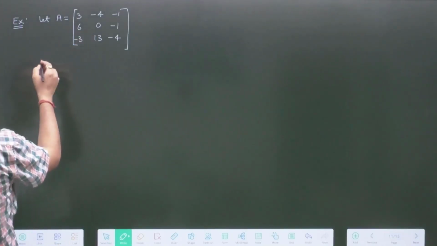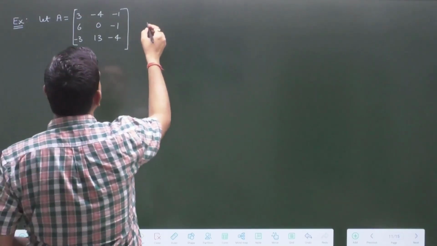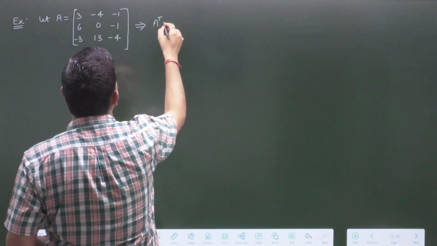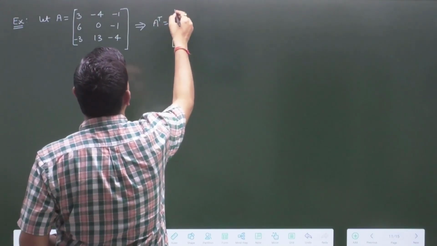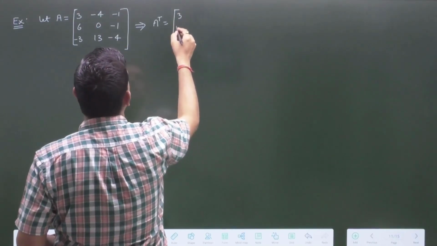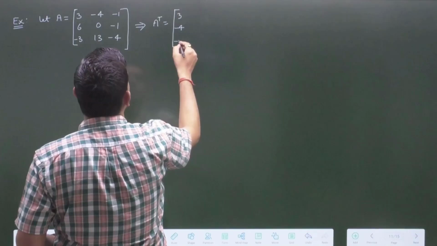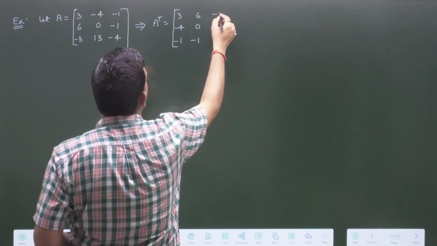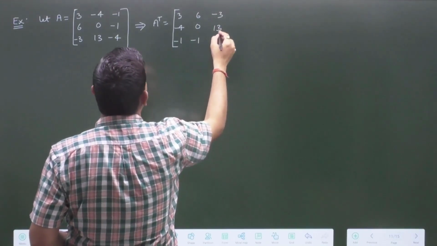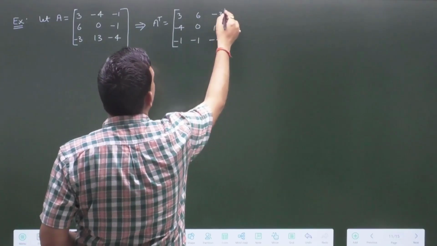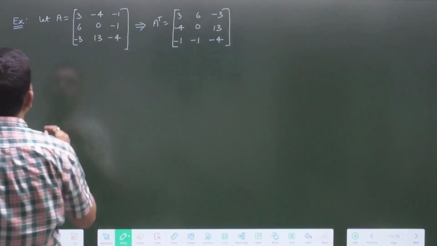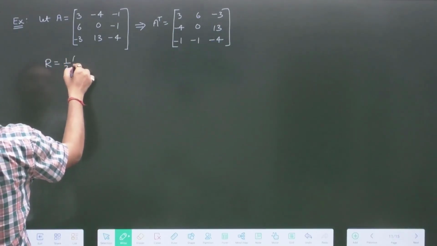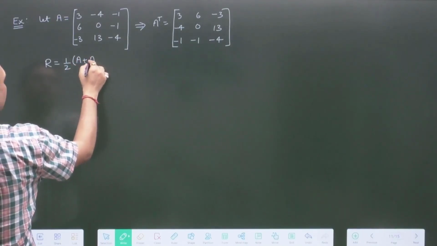So for the symmetric part, this is A. You have to find its A transpose. What will be A transpose here? This will be given by 3, minus 4, minus 1, 6, 0, minus 1, minus 3, 13 and minus 4. So if you know A and A transpose, you will get the symmetric part. Symmetric part is half of A plus A transpose.